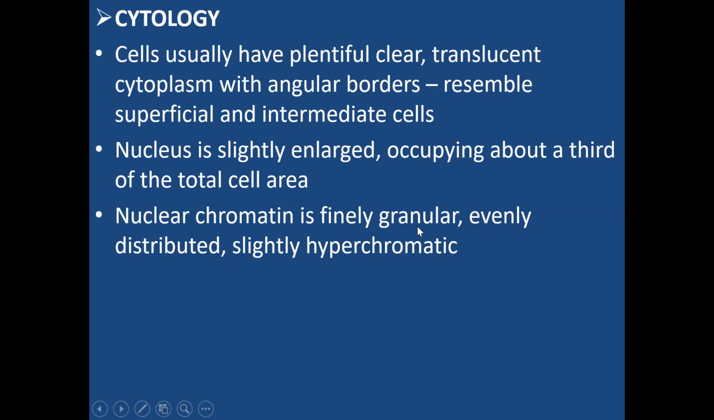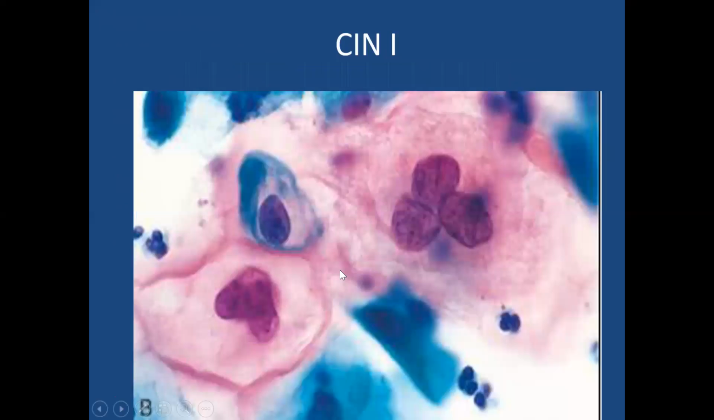Nuclear chromatin is finely granular, evenly distributed, and slightly what? Hyperchromatic. So look at it. You see, they are big, they have a mature type cytoplasm. But look at this nucleus, it's enlarged and what? Slightly hyperchromatic, but the chromatin is still granular and evenly distributed. In these two cells, you even have multiple nuclei here. This one is a polykaryocyte.